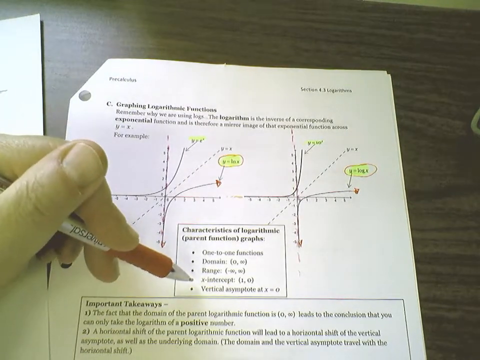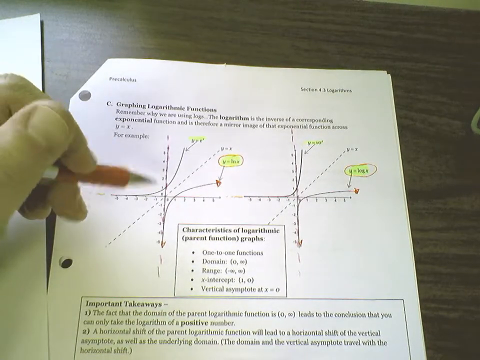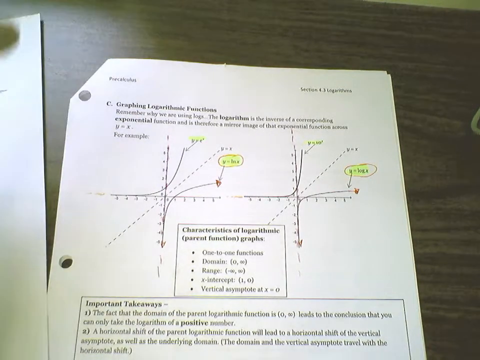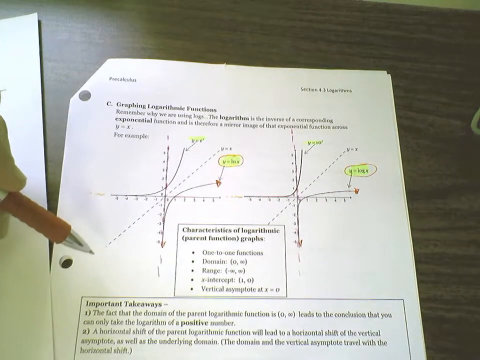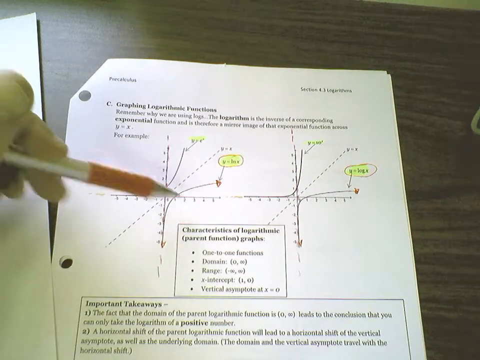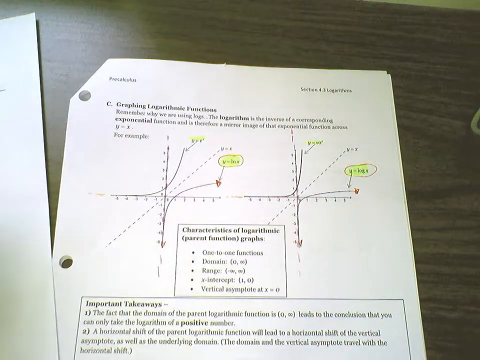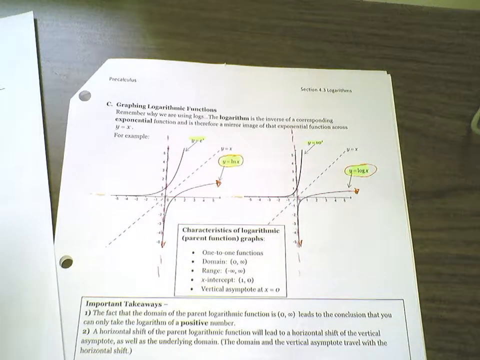Every logarithmic parent function has the point (1, 0). It's kind of your freebie. It's the point that will always be there. Just as we said on an exponential function, (0, 1) will always be present. On a logarithmic function, (1, 0) will always be present. And again, we talked about a vertical asymptote at x equals 0.